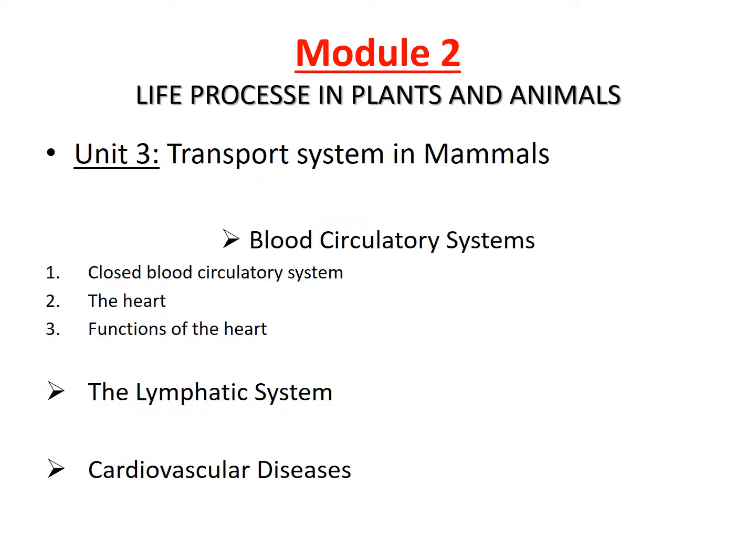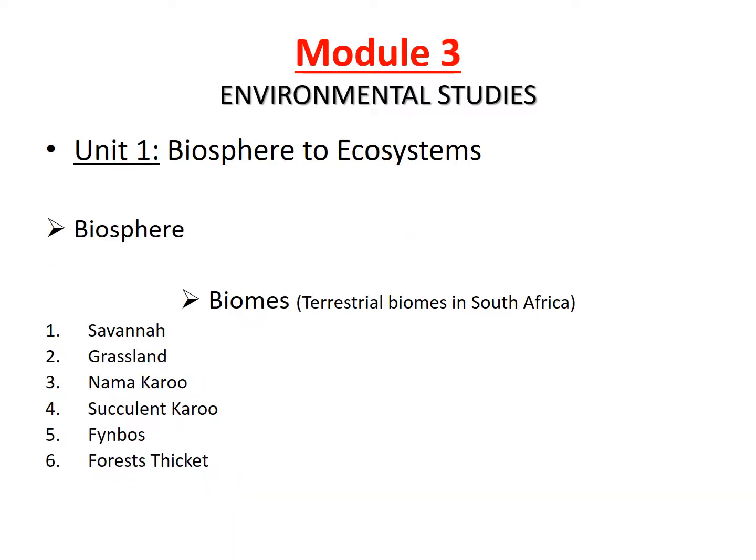And then we're going to do unit 3. This is transport system in mammals. So the transport systems involve the blood circulatory system. We're going to look at the lymphatic system, and then we're going to look at cardiovascular disease. These are diseases that affect the heart. And that will be it for term 2.